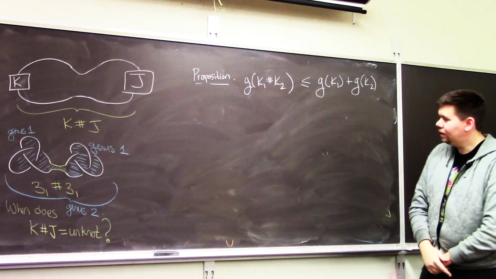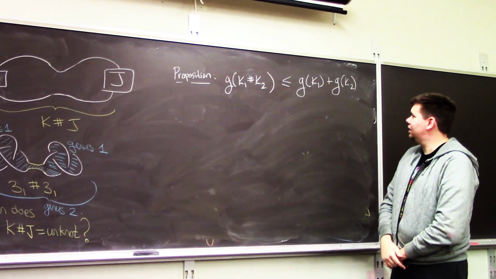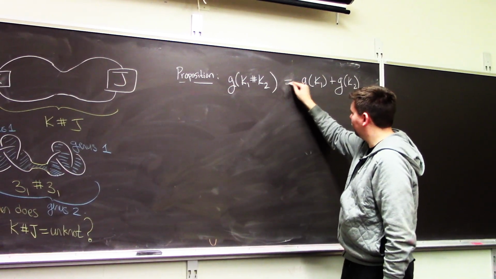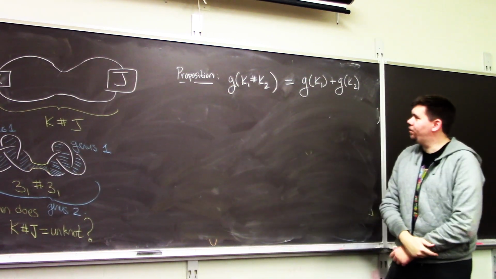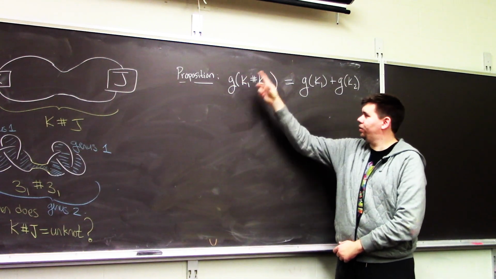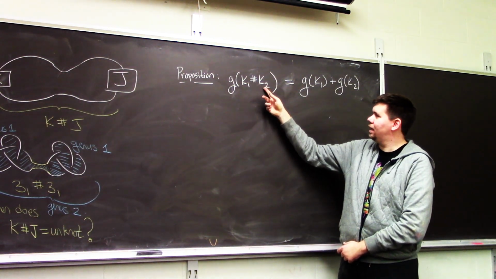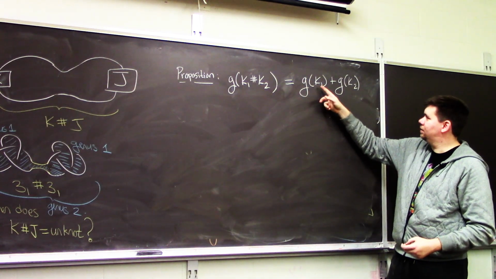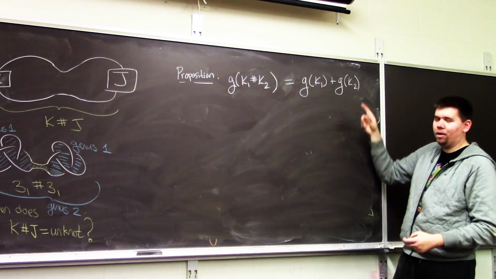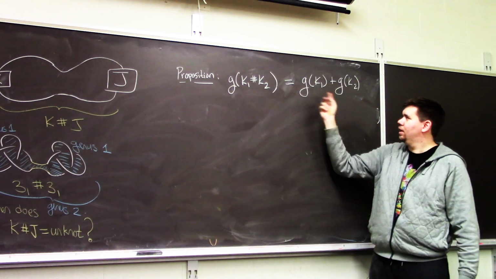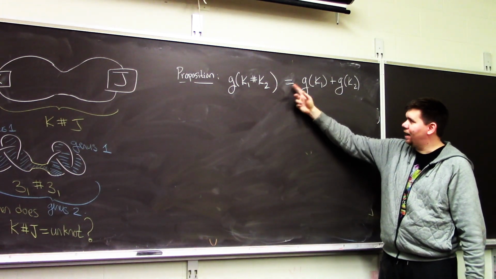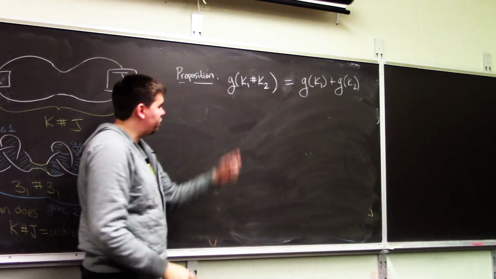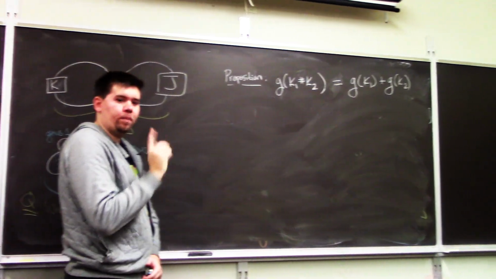But you can think about and convince yourself, actually, these come out to be equal. Because if you have some surface that bounds K1 connect sum K2, you can break it up into two surfaces that bound K1 and that bound K2. And so you can show that the inequality has to go both ways, and so in fact this is equal. It takes a little bit of careful geometrical argument, but these come out to be equal. Hopefully that's believable. But notice what that means.